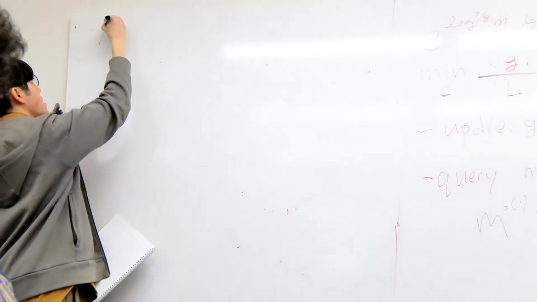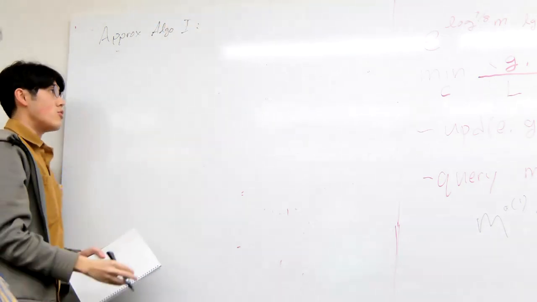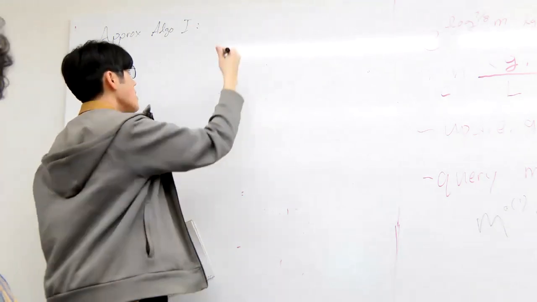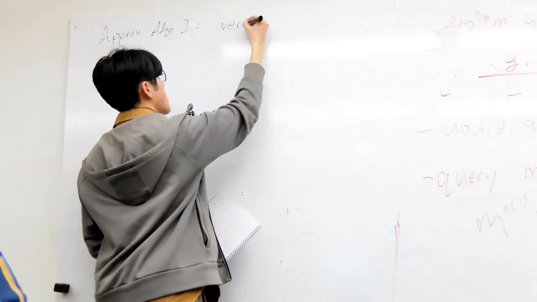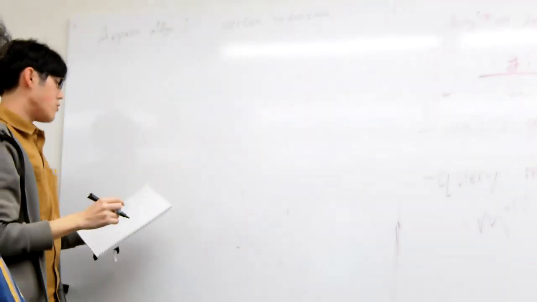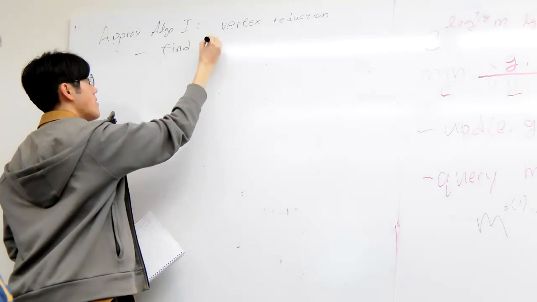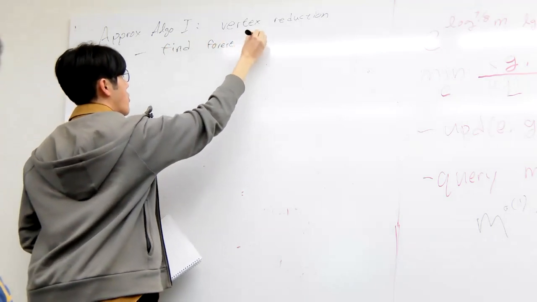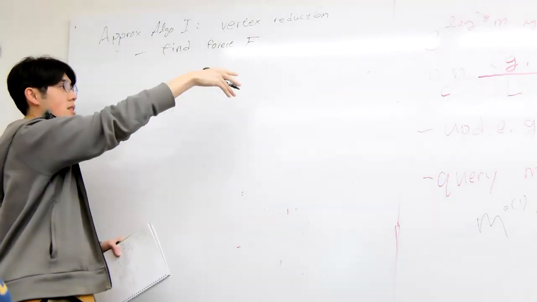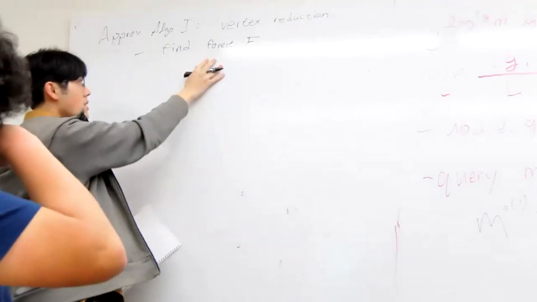So the first one, algorithm one, reduces this problem to a graph with a smaller number of vertices. I'll call this vertex reduction. So how do we do this? The algorithm is really simple. The first step, we find the forest. It's a forest that spans the entire graph, that is, its vertex set is the same as the original graph, but it's not connected, it's not a spanning tree. It might be a subgraph. So I found this forest.